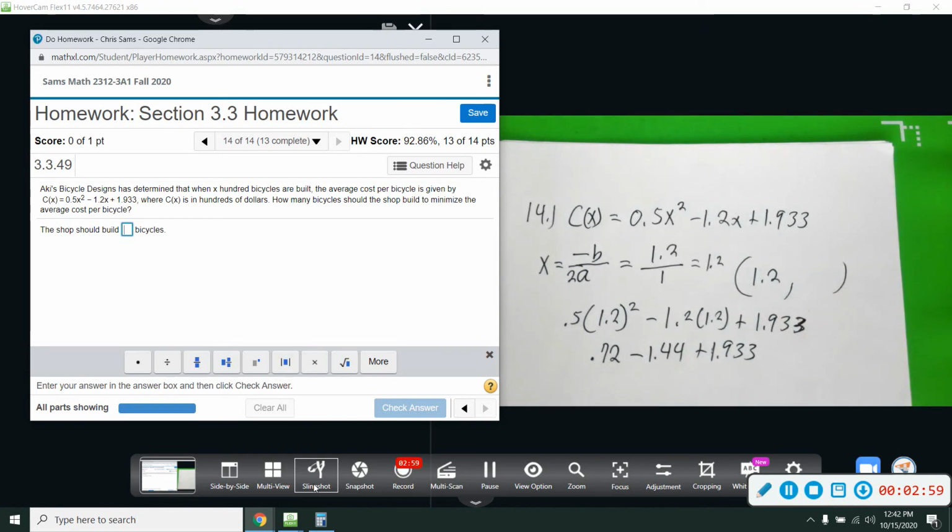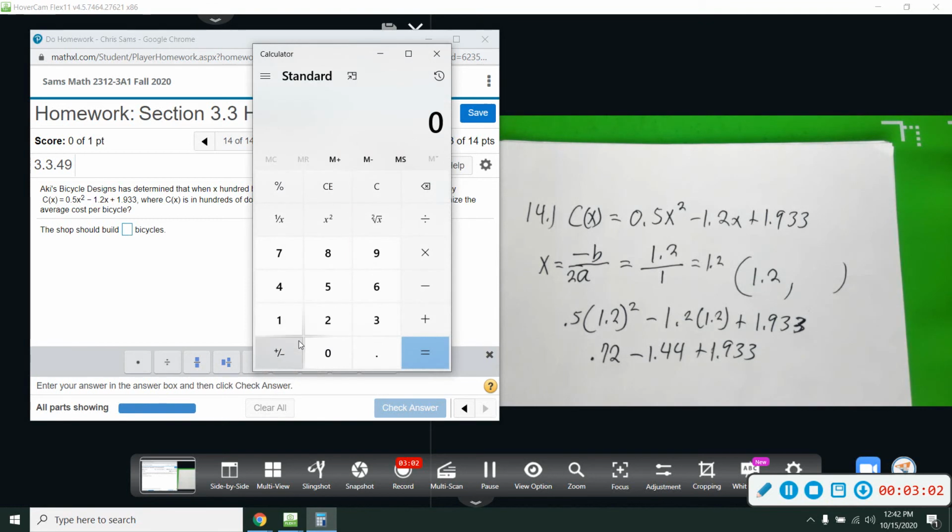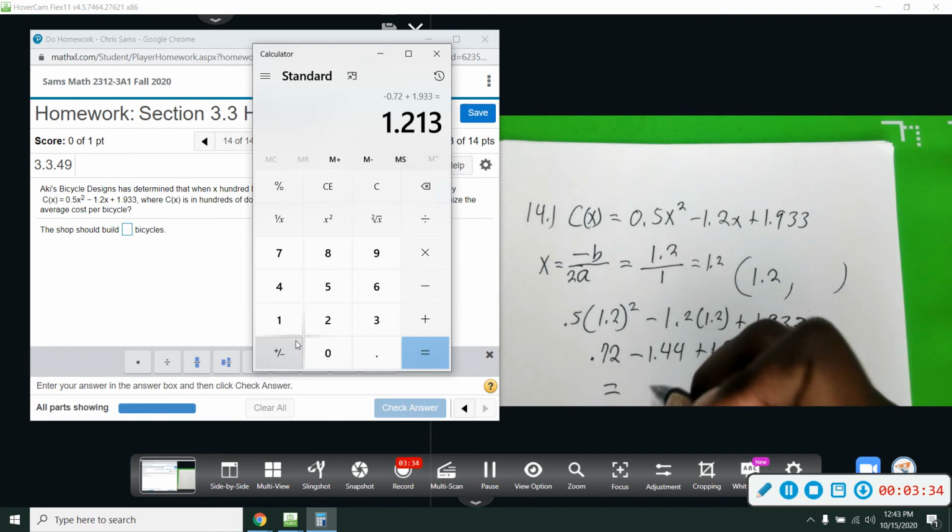Okay. We're going to add these up, combine these numbers. So 0.72. Let's check it real quick: 1.2 times 1.2, and then times 0.5, this is 0.72, so we're good. So now we're going to subtract 1.44 and then add 1.933. All right, so we get 1.213.